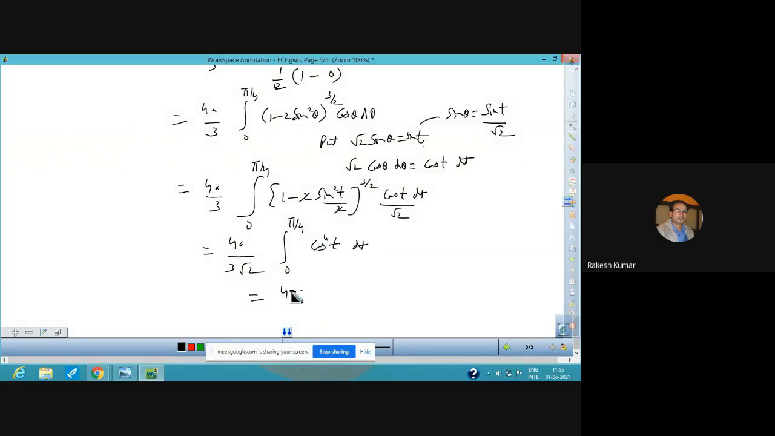Now you can have 4a upon 3 square root 2.